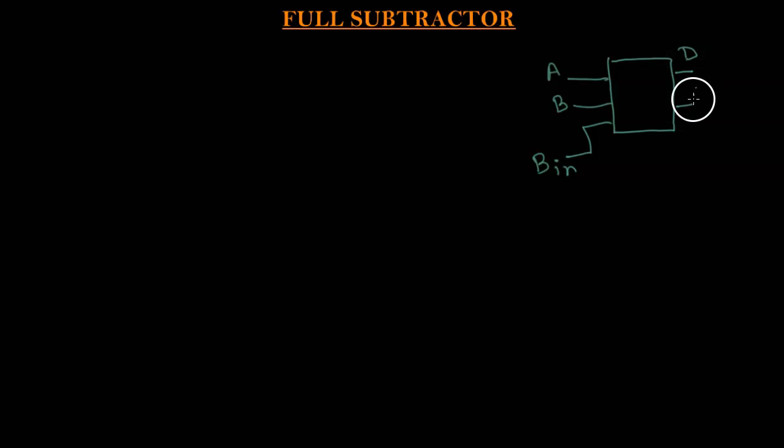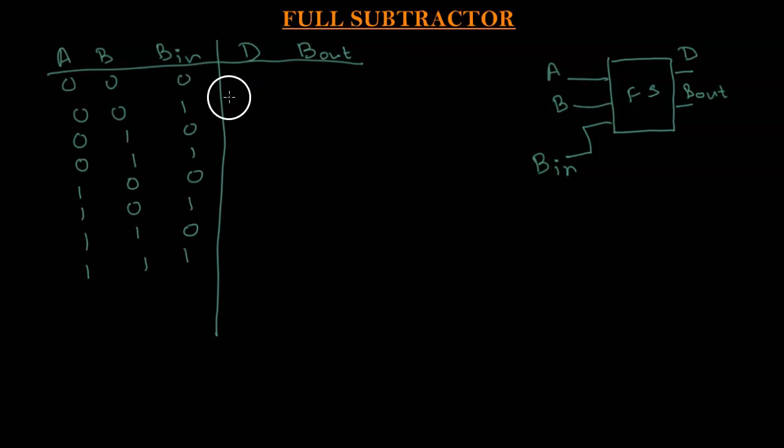Here we have a difference D and a B out, the same as we had a C out. So this is our full subtractor. Let us see the truth table of a full subtractor first. We have three inputs A, B and B in, and two outputs D, that is the difference, and borrow out. So three inputs, 8 combinations.